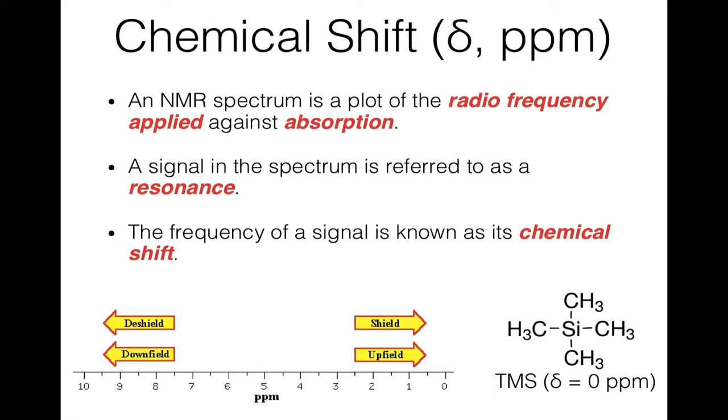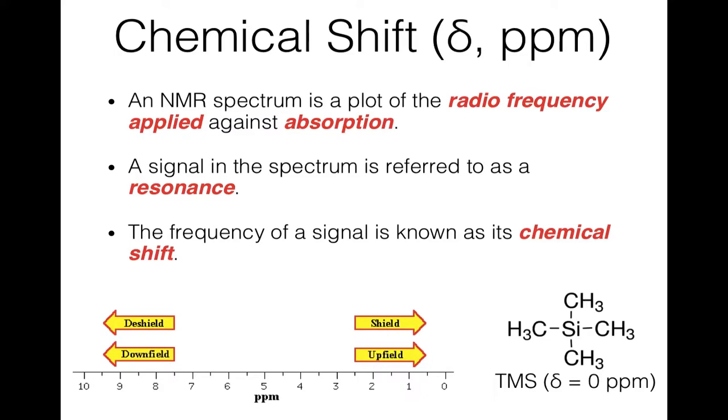The x-axis is the chemical shift, which indicates at what frequency the hydrogens resonate. The chemical shift of each proton is compared to the standard reference, tetramethylsilane, TMS. TMS has a chemical shift of 0 ppm. Depending on the environment surrounding the protons, the chemical shift of protons in a molecule can vary.